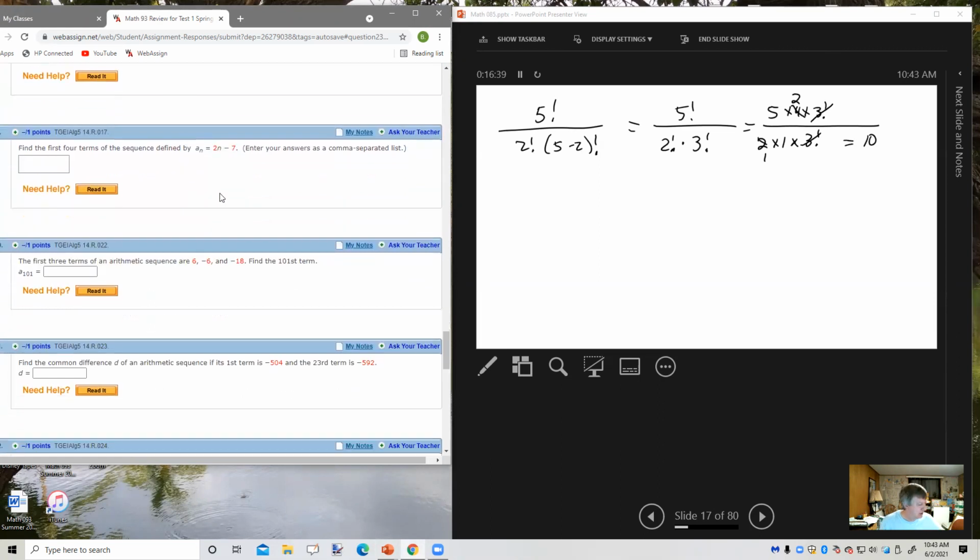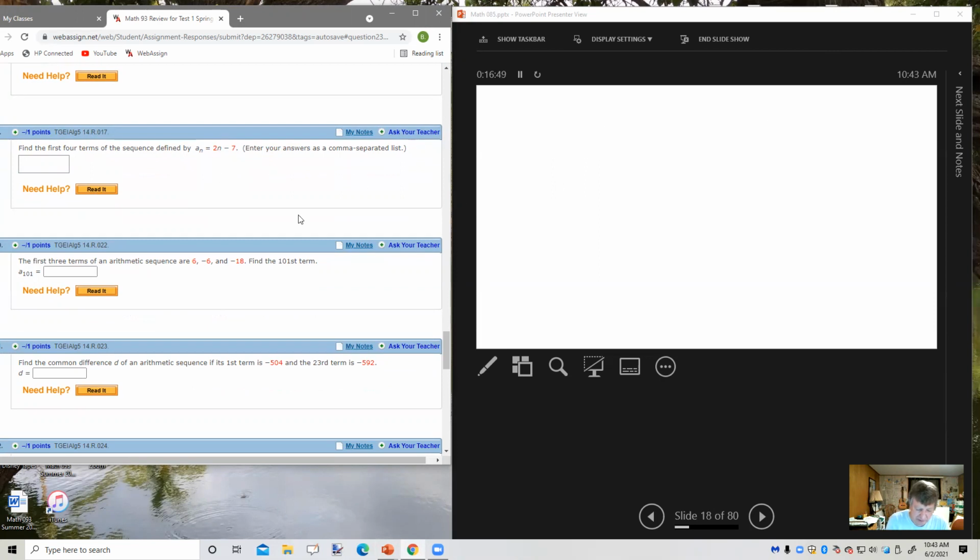So this is section 14.2. And in this problem, they give us a specific sequence to use. And that is that a sub n equals 2n minus 7. It says find the first 4 terms. So we want to find a sub 1, a sub 2, a sub 3, and a sub 4.